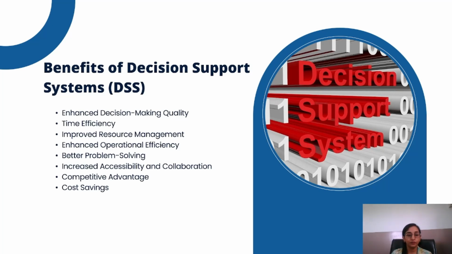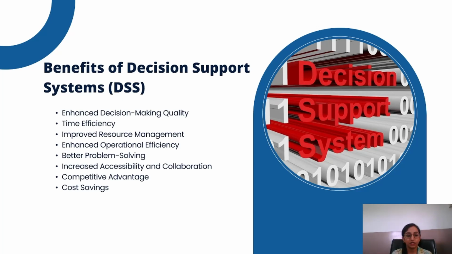Next, we have improved resource management. By analyzing data on resource use and availability, DSS helps in optimizing the allocation of resources. This ensures that resources are used efficiently and effectively, leading to cost savings and improved productivity. DSS can track inventory levels in real time, helping businesses maintain optimal stock levels and avoid overstocking or stockouts.